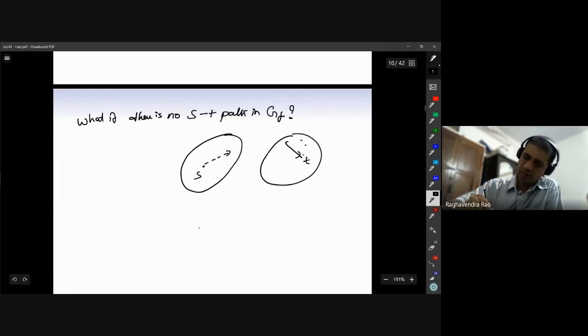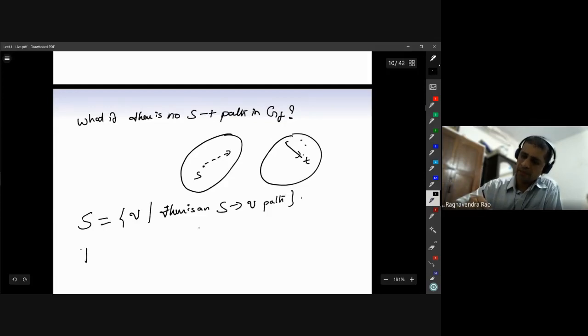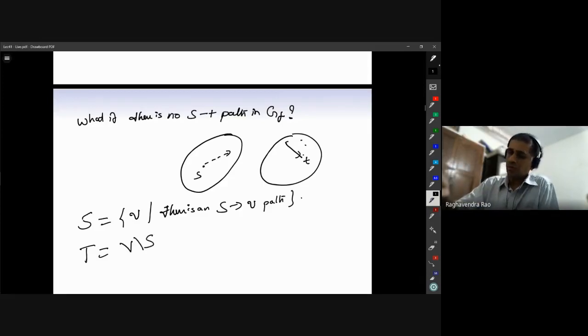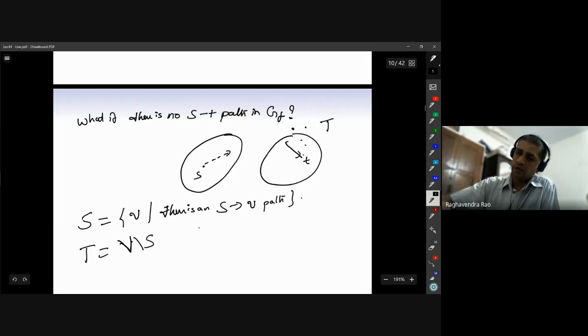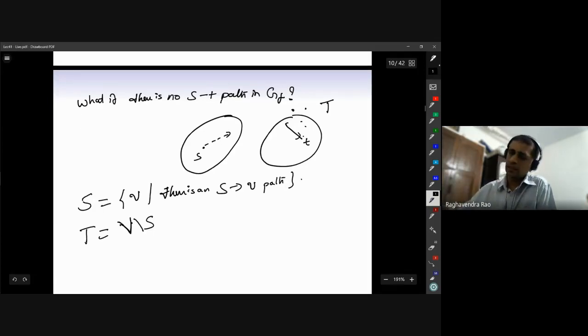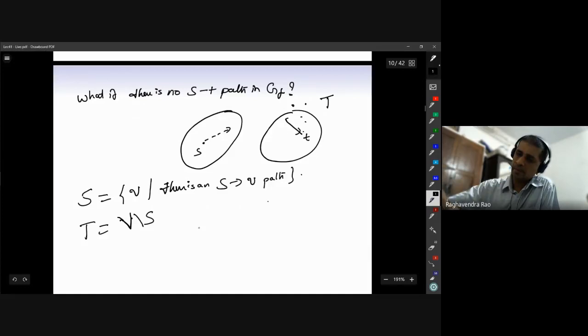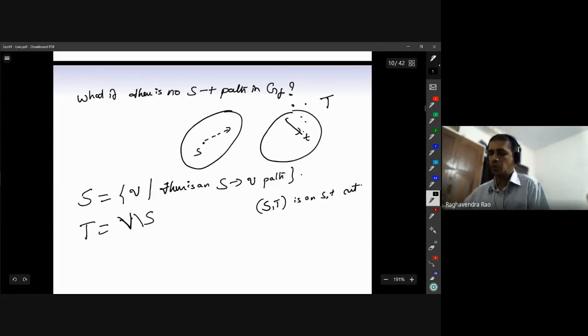Let S be the set of all v such that there is an s to v path. T is the remaining, T is V minus S. They may not have a path to t, there might also be vertices outside of it, so T will contain all of that. So then certainly (S, T) is an s-t cut. Is that true?